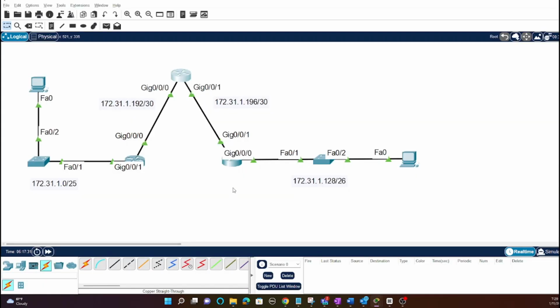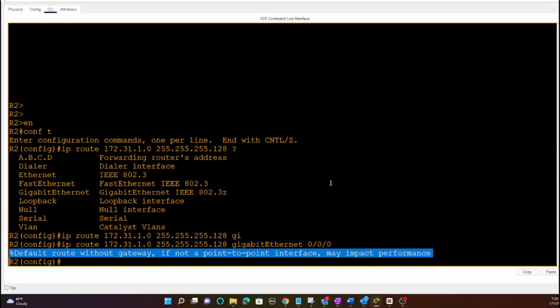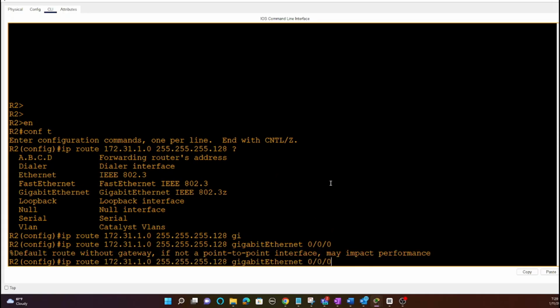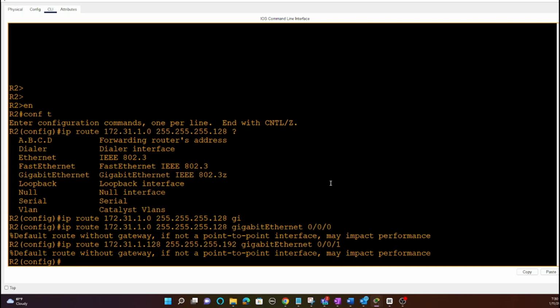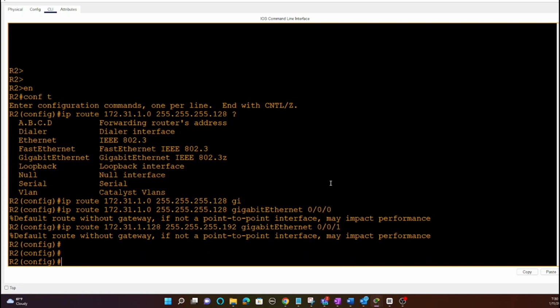Now let's point it to tell them how to get over to the 1.128/26. Same syntax, but it's 1.128, not 1.0. And then again, the subnet mask is different. So /26, which is 192, and then a different interface, 0/1.